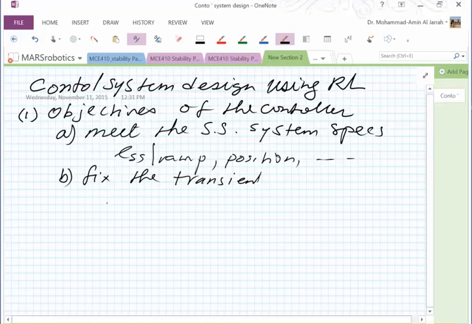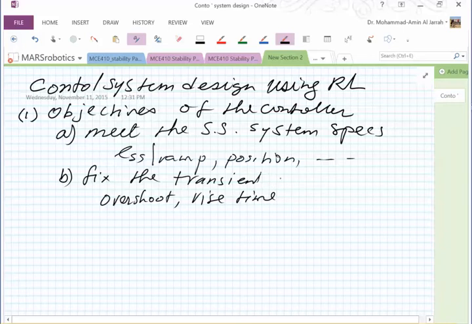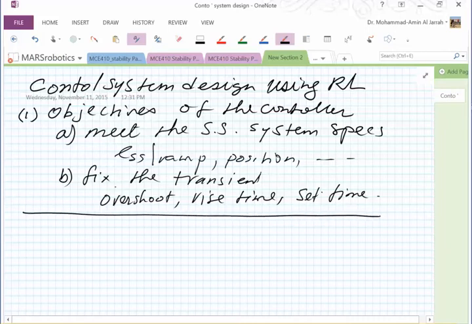Here we're talking about overshoot, we're talking about rise time. Customer will not probably tell you rise time unless he's a good engineer. Maybe they will say, I want a fast system. Okay, and the settling time. So these are the things that the controller is designed for. Okay, so I want to start with an example, and we want to work first on the first requirement.